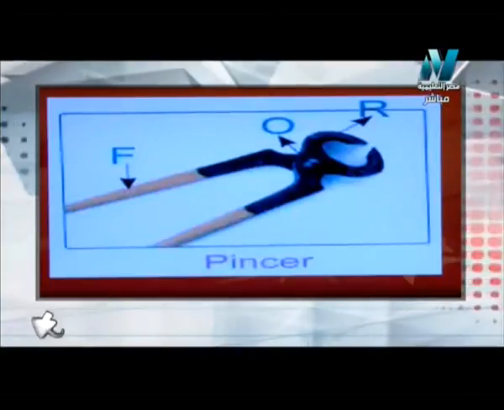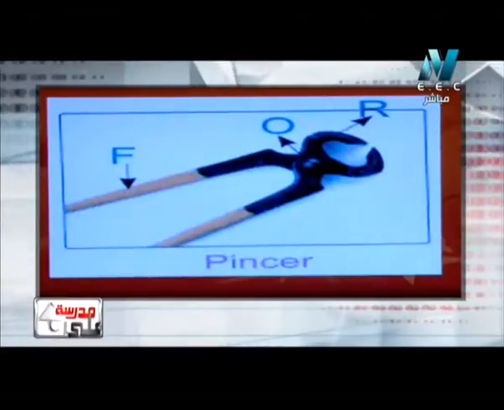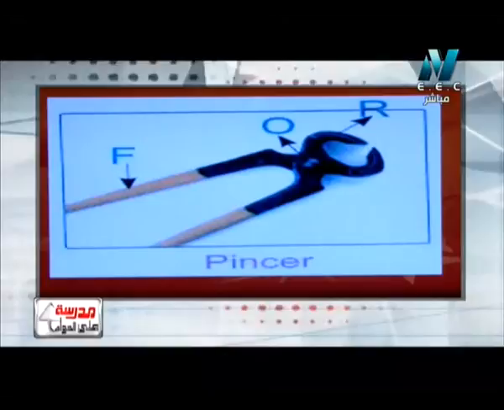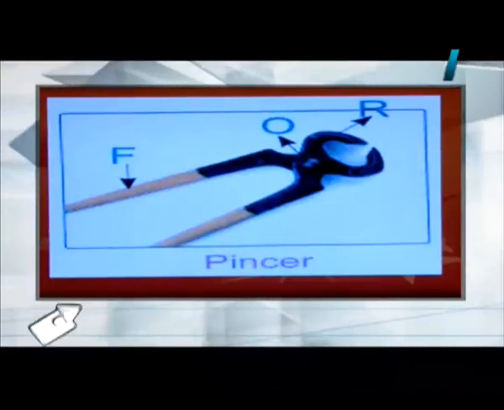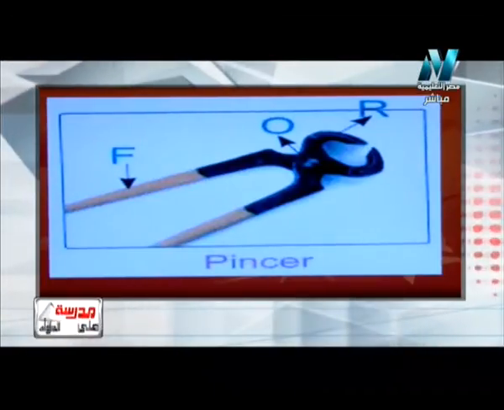So another example of lever. Okay, pincers, as we know, surely it will be the first class lever because it contains fulcrum O between effort force and the resistance.